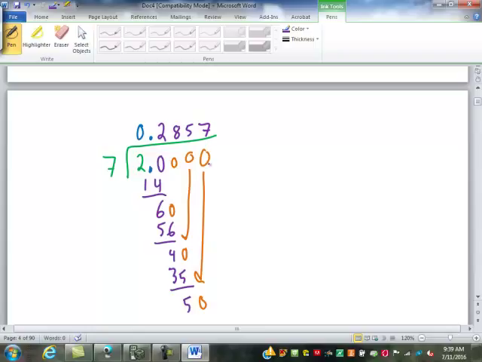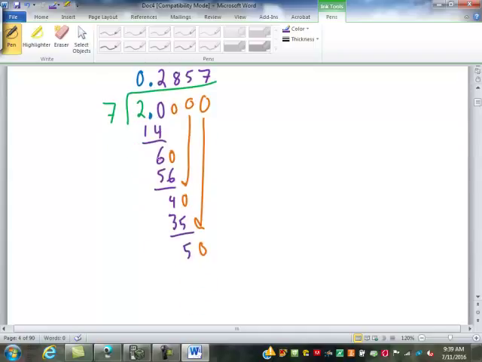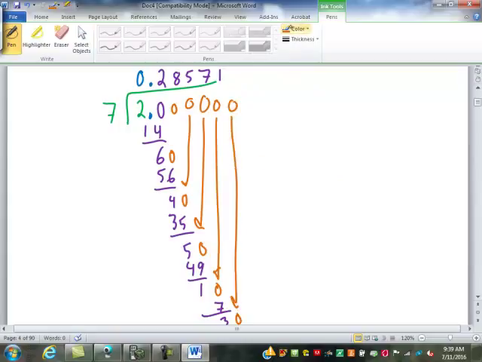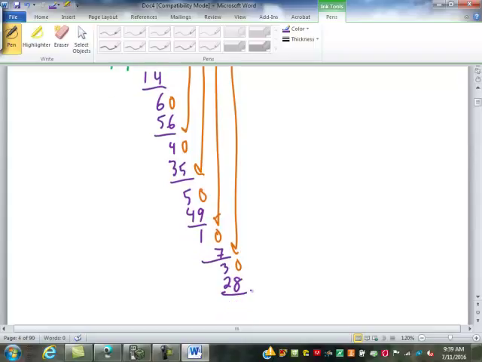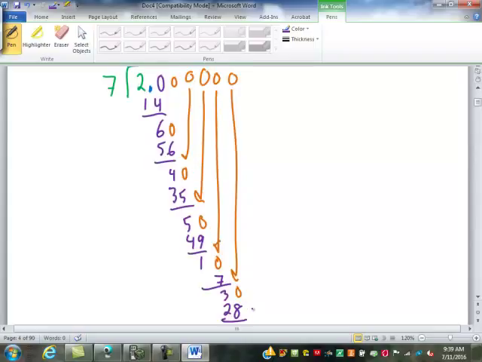7 times. About this time, you're about ready to give up on it repeating, aren't you? Well, 7 times 7 is 49. Subtract to get 1. Add another 0 and bring it down. That's 10. 7 goes into 10 once. That's 7. Subtract to get 3. Add another 0 and bring it down. 7 goes into 30 4 times. 4 times 7 is 28. We subtract to get 2. Now, if you look at that, we started with what? 2, right? So we're back at having a 2.